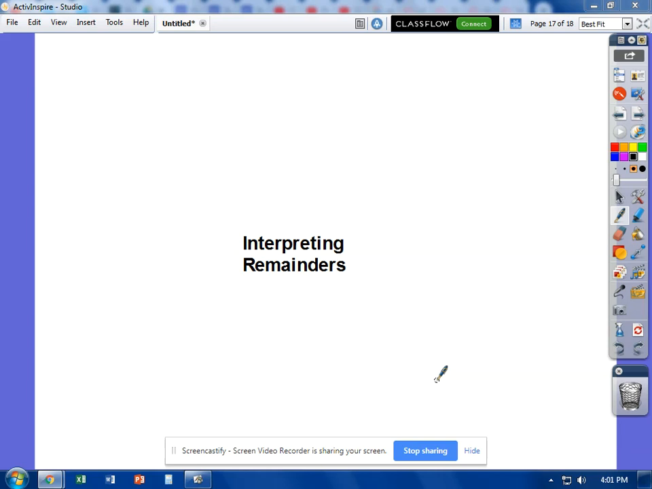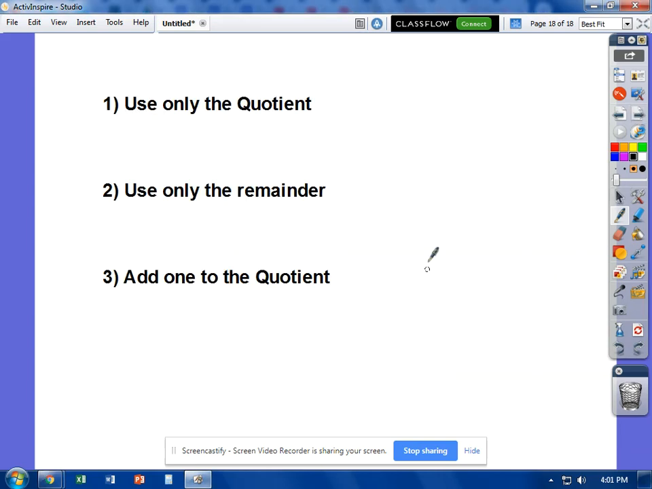Now remember, interpreting remainders is after we have our answer to our division problem. What do we do with it? Because we just can't say, oh, she needs to buy 9 remainder 5 packs. You don't talk in the real world like that. So we interpret the remainder based on what we need to do with a word problem. If you remember, for interpreting remainders, there are 3 different options.